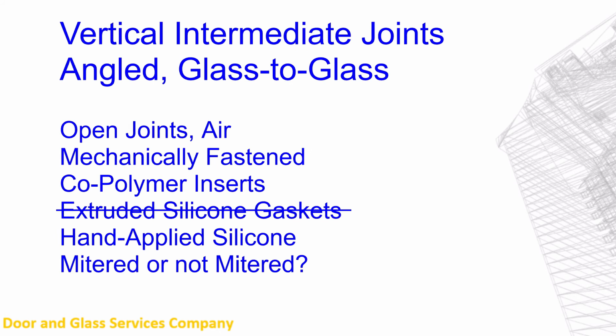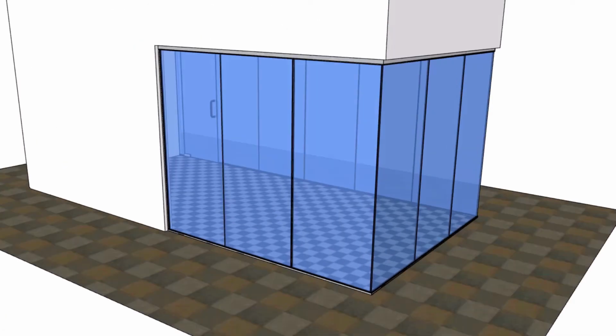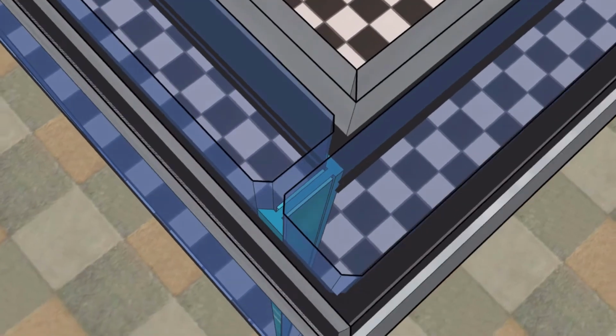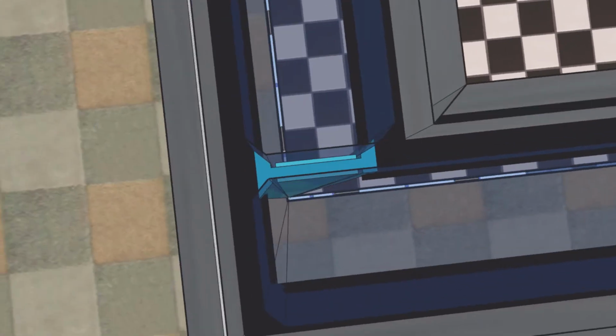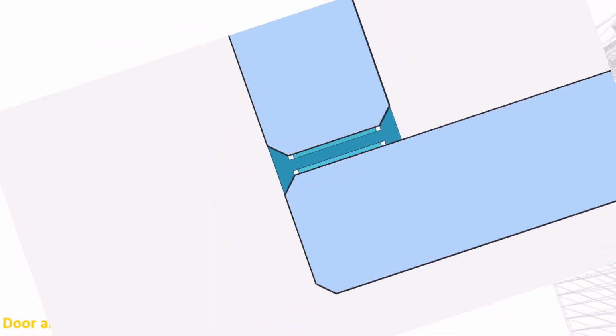Vertical intermediate joints, which are angled where the adjacent glass panels meet at an angle other than 180 degrees, so they're not in a straight line. These joints are almost all the same as with panels when they meet in a straight line. We can still have open joints where there's only air between them. They could be mechanically bound to each other. Copolymer inserts are available for 90-degree joints. The extruded silicone gasket is not available to be used at 90-degree joints. Hand-applied silicone can be used.